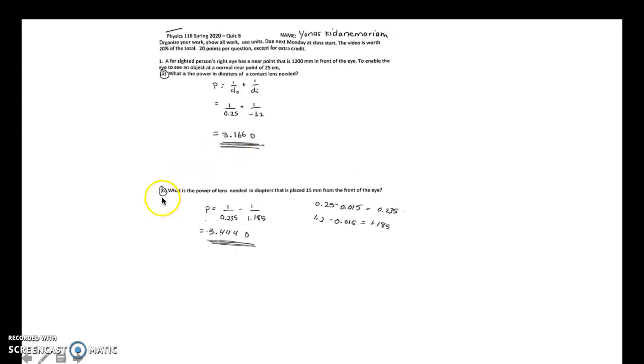Now for B, it's asking what is the power of the lens needed in diopters that is placed 15 millimeters from the front of the eye. So what I did here was 0.25 minus 0.015, which gives me 0.235. Then 1.2 minus 0.015 equals 1.185. And then it's just plugging in. And when I plug it in, I get 3.4114.